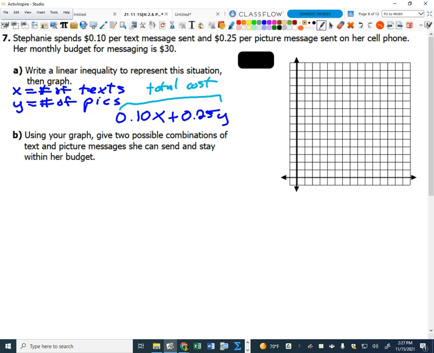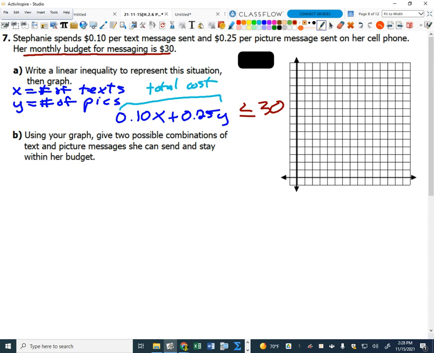And what do we know? Her cost is limited, isn't it? Say it again, Trey. There you go. She's got a budget, so she can't spend any more than 30. She can spend less, right? But she just can't exceed her budget. So we've got, monthly budget is $30, so that's telling us less than or equal to 30. Okay, so we've got a linear inequality that we can graph now.